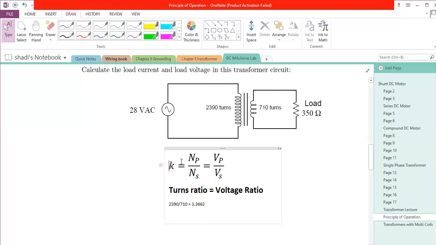If I want to put it like this, just a minute. Okay.